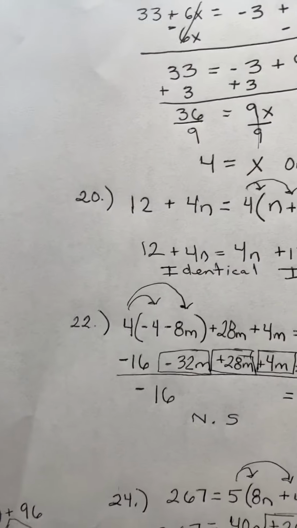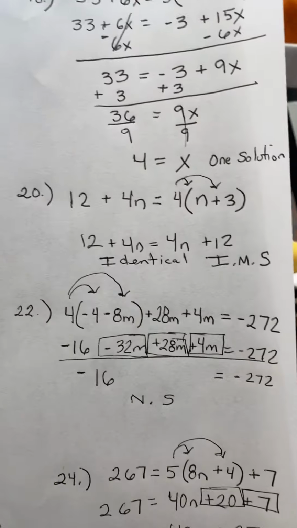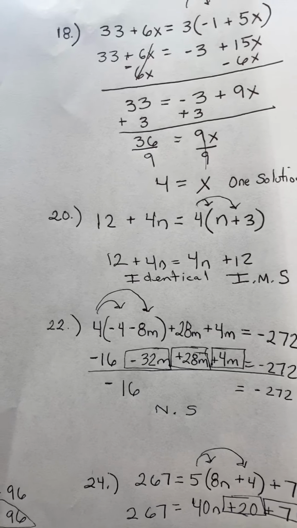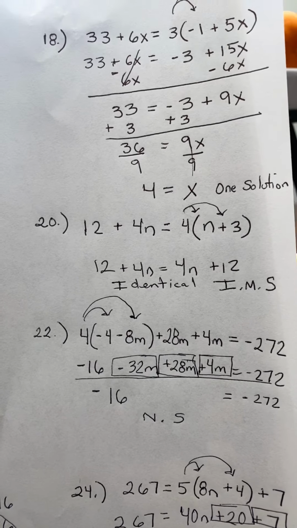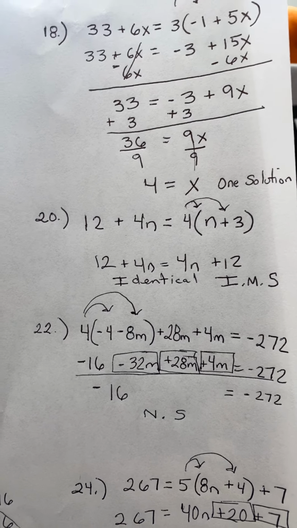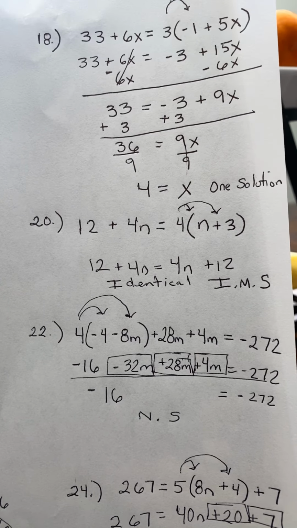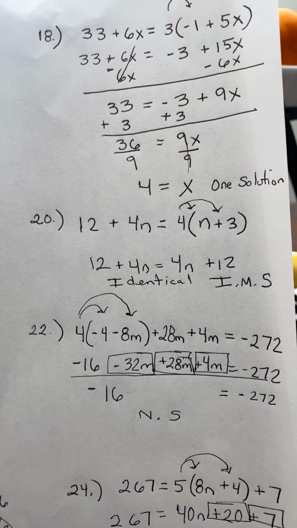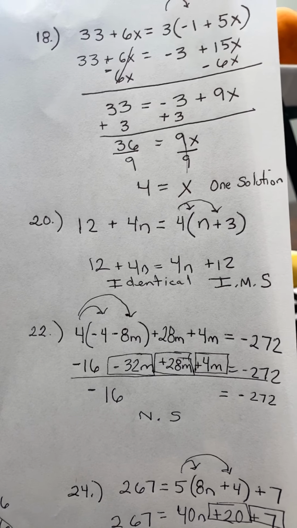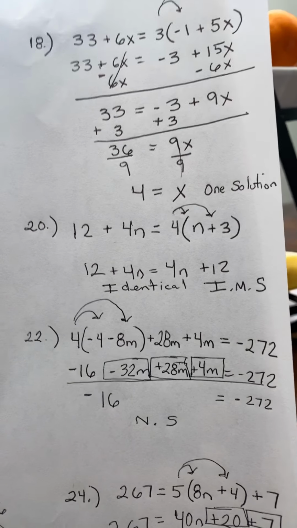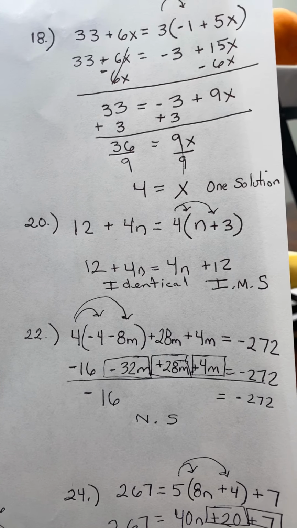Number 20, I see parentheses again. Every time you see parentheses, that tells you need to distribute. 4 times n, 4n. 4 times 3 is 12. And again, like the other one, I have 12 plus 4n is equal to 4n plus 12. That's an identical equation on each side, which tells me that I have infinitely many solutions.